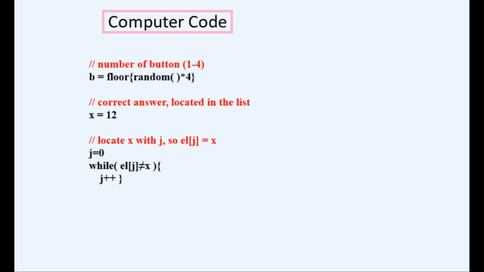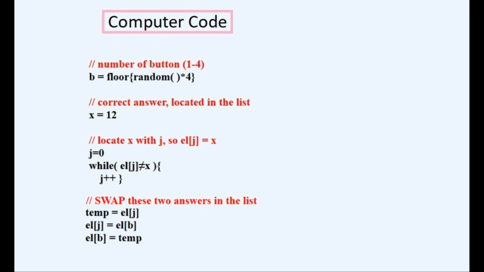It keeps incrementing j until the element at j is equal to x. And so now we have to swap these two elements. And so here is an example of some swap code.